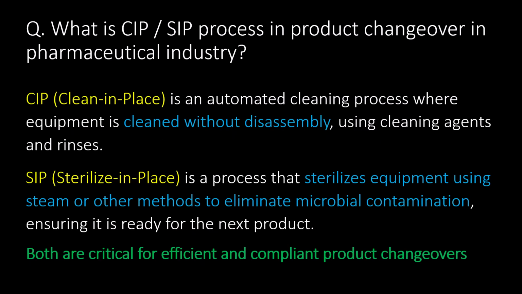Very frequently asked question: what is CIP or SIP process in the product changeover in pharmaceutical industry? CIP, that is clean in place, is an automated cleaning process where equipment is cleaned without disassembly using cleaning agents and rinses. Whereas SIP, that is sterilized in place, is a process that sterilizes equipment using steam or other methods to eliminate microbial contamination, ensuring it is ready for the next product. Both are critical for efficient and compliant product changeovers.